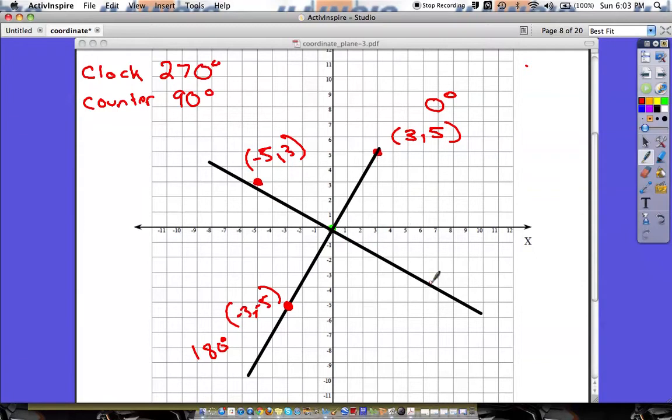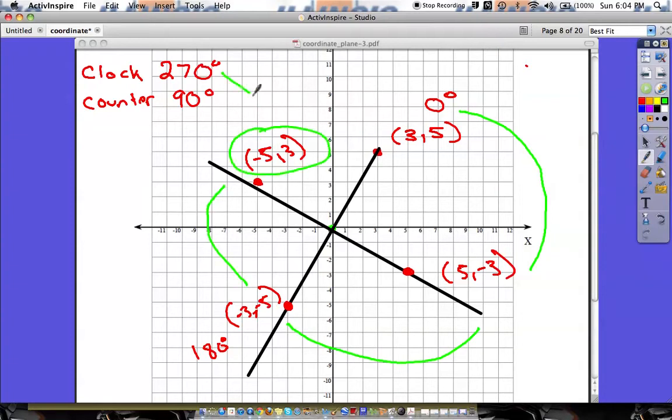And then if we go over here again, we have to have a 3 and a 5. 3, 5, -5 would be all the way down here. So it's got to be 5, -3, which would be right here. Okay. So we've got 5, -3. Alright, so now if my question is clockwise 270, okay, so that would be 90, 180, 270. Clockwise 270, that's my answer.